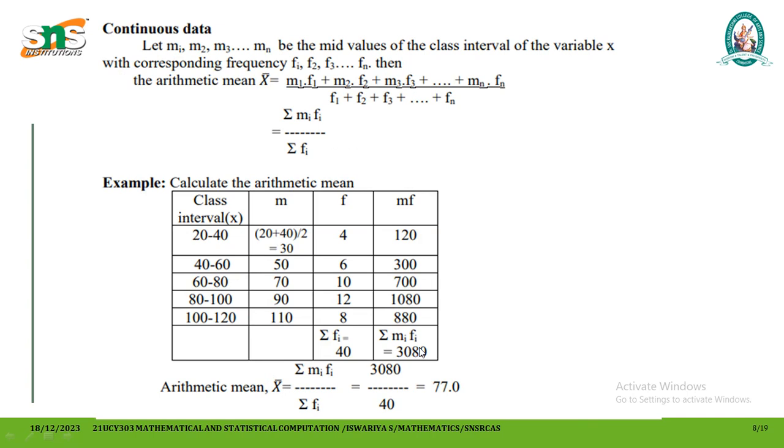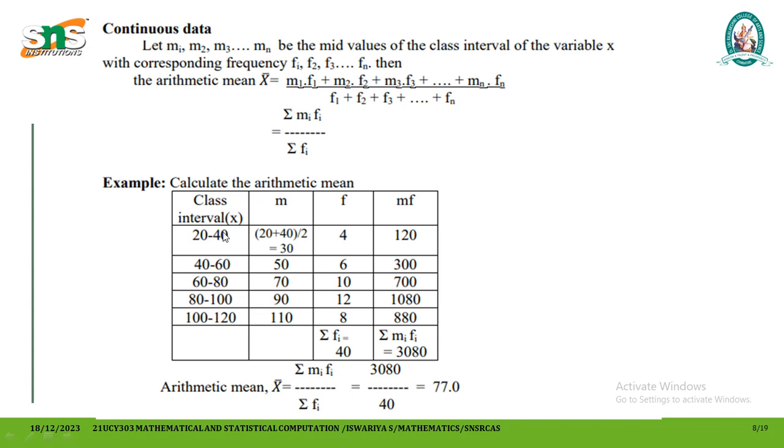The next one is continuous data. For continuous data the arithmetic mean formula is x bar is equal to summation fx by summation f. First we see one problem in this case. For the continuous series, the data is given in class intervals, that is 22 to 40, 42 to 60, and likewise in the question.